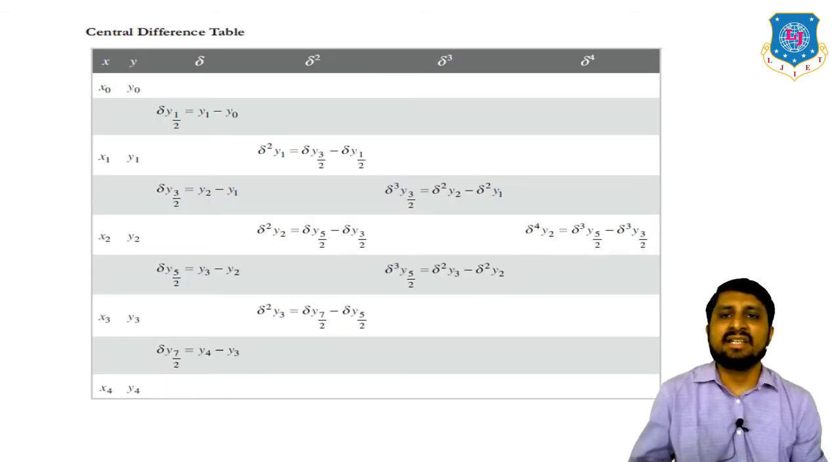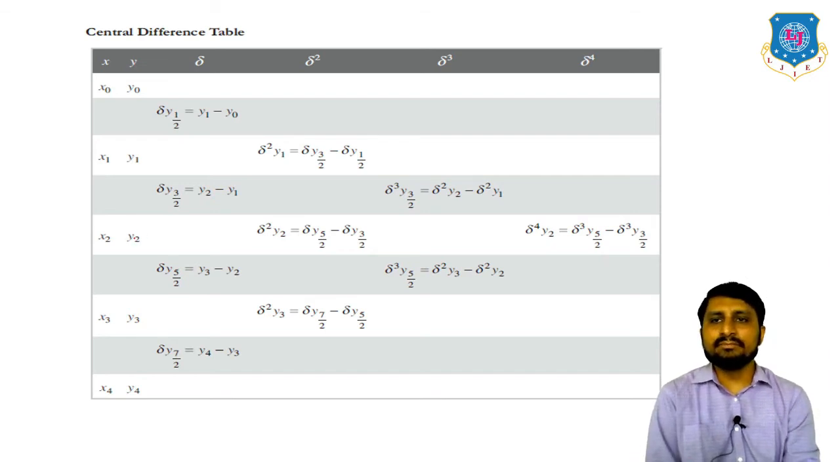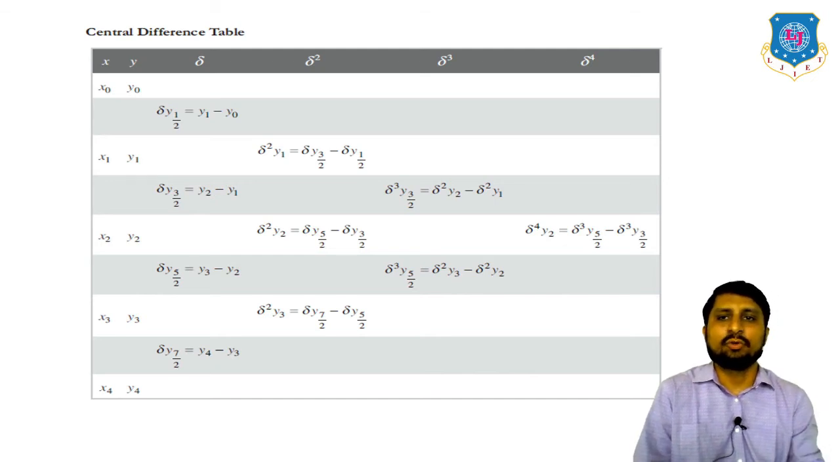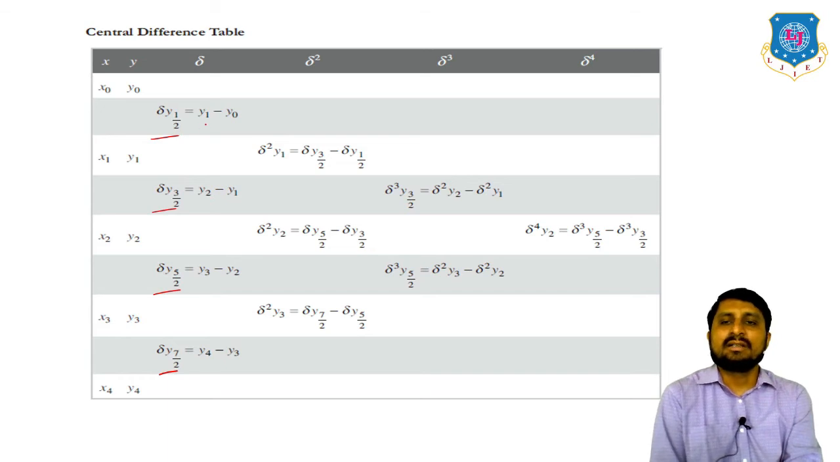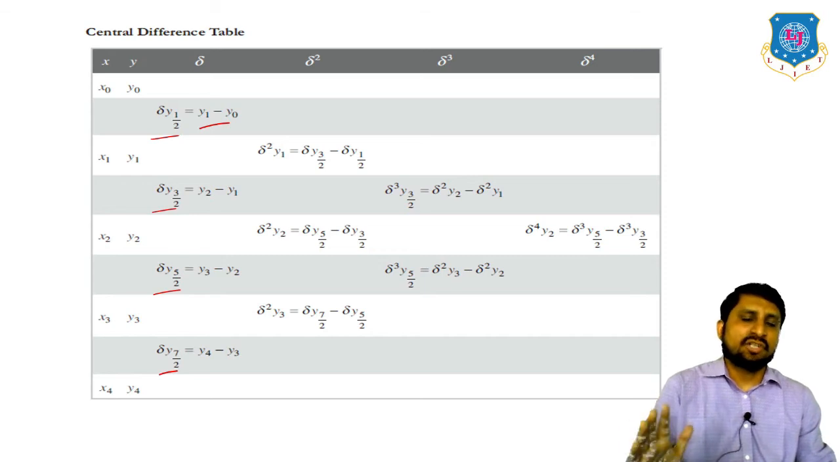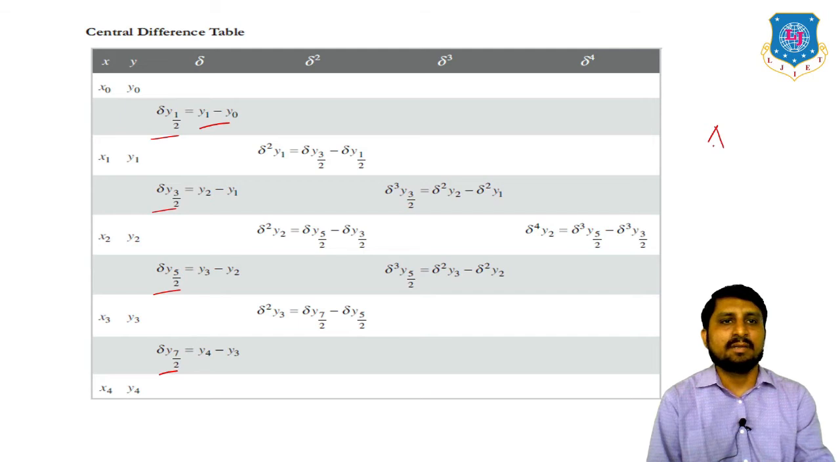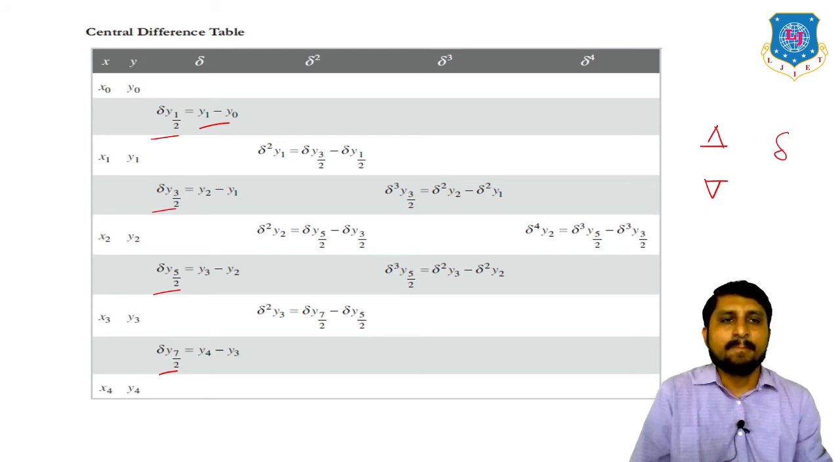And this is the central difference table, with the same entries x0, x1, x2 up to xn. The only difference is the notation. Here we use small delta y1 by 2, small delta y3 by 2, small delta y5 by 2, and small delta y7 by 2. Same notation, same entries, that is y1 minus y0. In the forward difference table we use this delta. For the backward difference table we use nabla, and for the central difference operator we use this small delta.